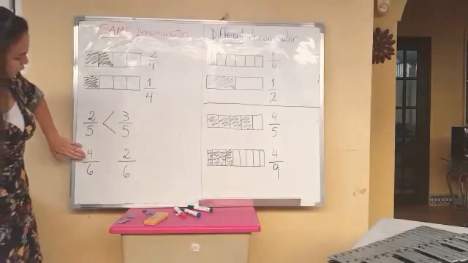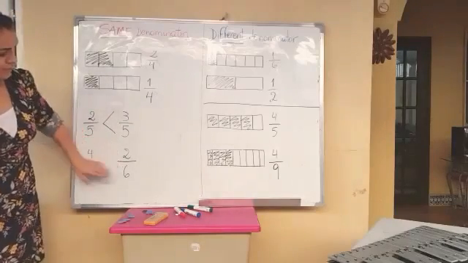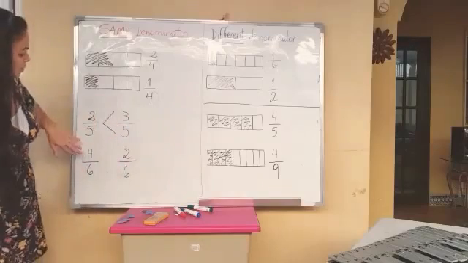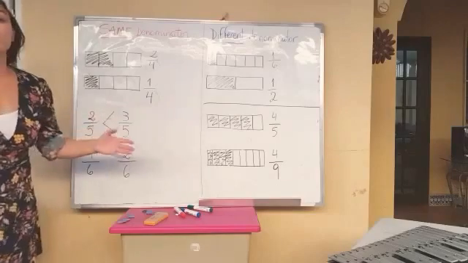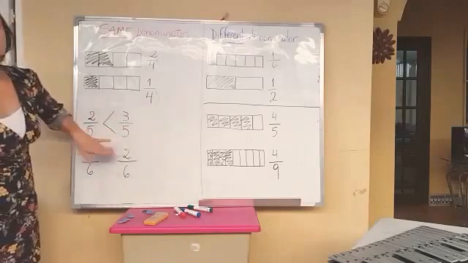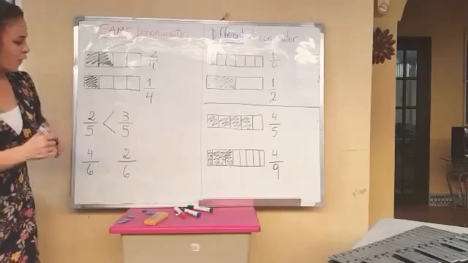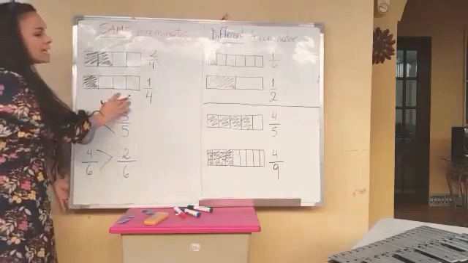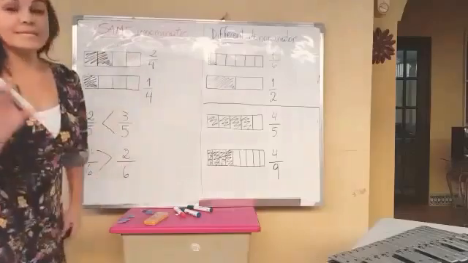What about these two, 4/6 and 2/6? We have the same denominator, so the only thing we have to do is compare the numerator. Which one is greater, 4 or 2? 4. So 4/6 is greater than 2/6. In this part, no problem, it's simple.